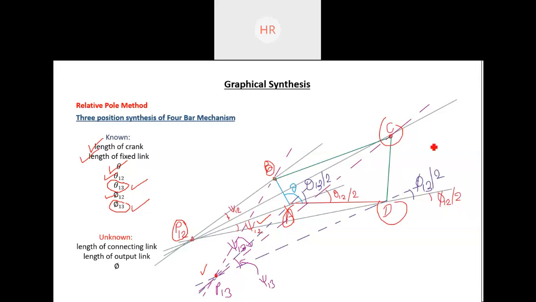Now measure the distance between point B and C, so you will get the length of connecting link. Between point C and D, you will get the length of output link, and measure this angle, that will give you angle phi or output link angle. So this is how three position synthesis can be done. So this is the relative pole method. We are simply utilizing the property of relative pole that we discussed in the beginning of this lecture.